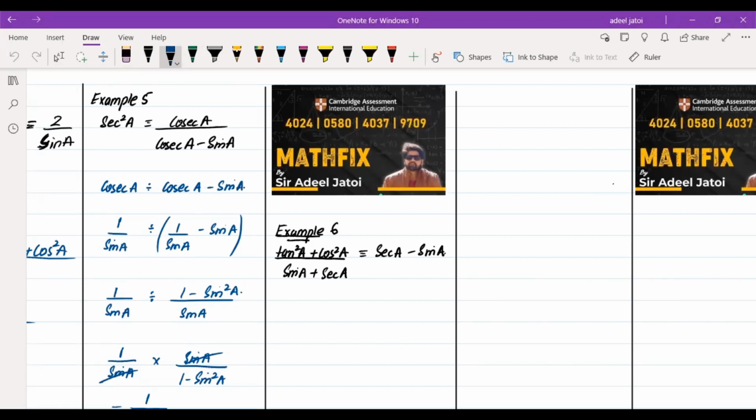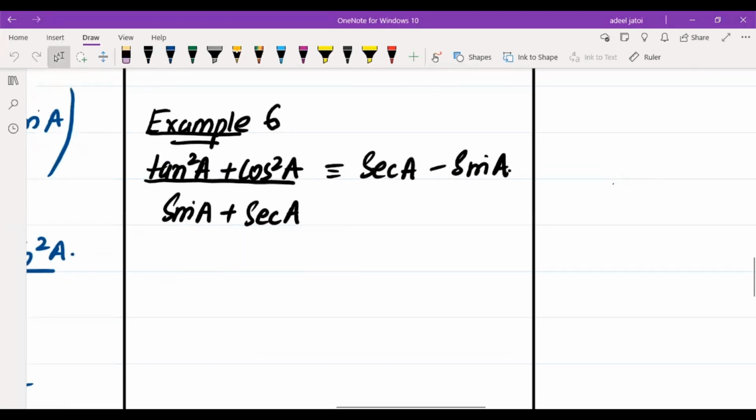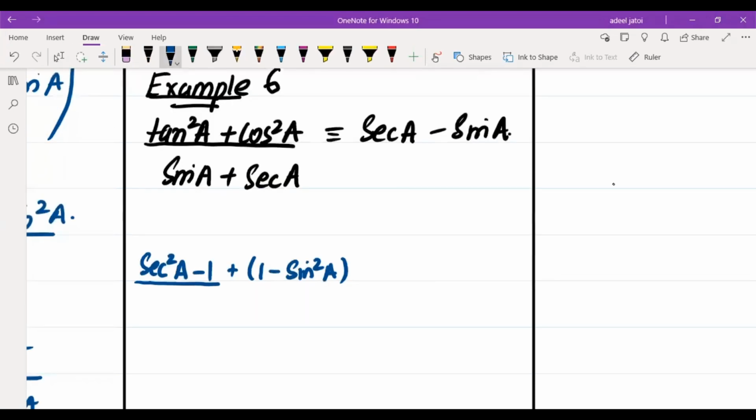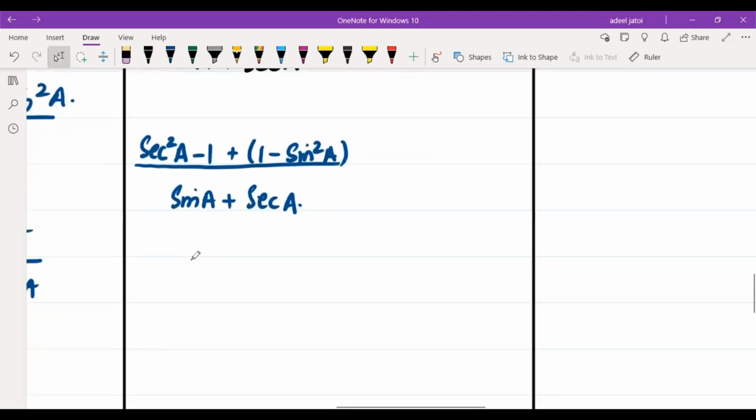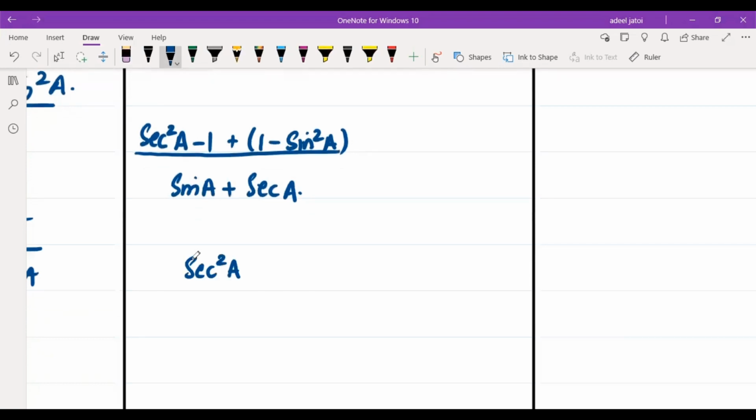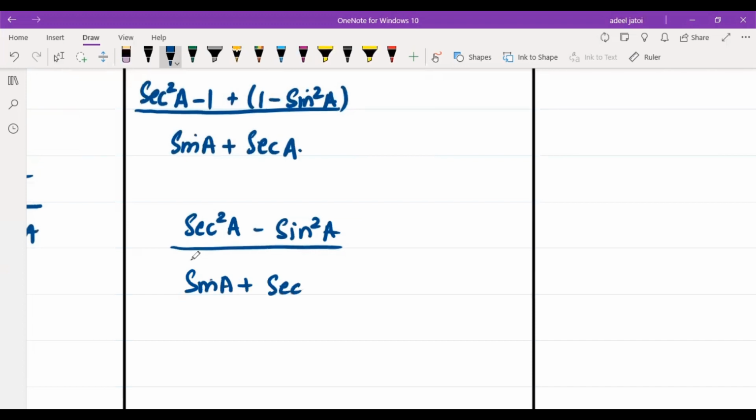Okay, so I guess we must be back. Example number 6, so let's solve this. Tan square A can be written as sec square A minus 1, and cos square A can be written as 1 minus sin square A, upon sin A plus sec A. Now we can see this minus 1 and this plus 1. Minus 1 plus 1 cancels out. So what are we left with? We are left with just sec square A minus sin square A upon sin A plus sec A.